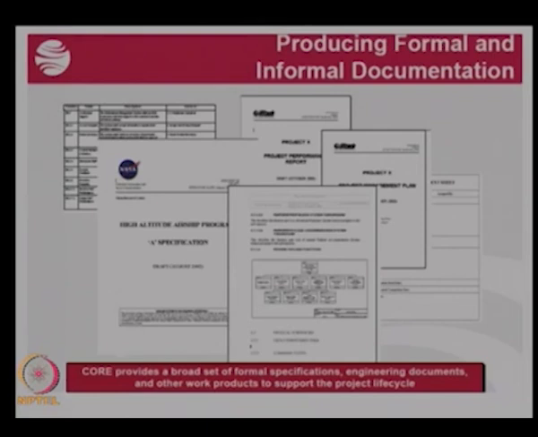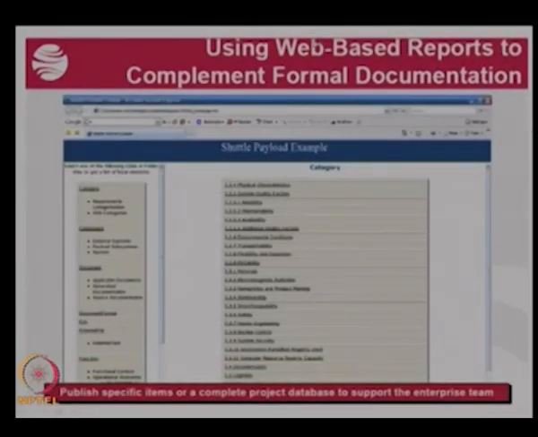The software provides you the features to develop documents with a broad set of formal specifications and engineering documents. So these are the advantages of using a software for development of engineering systems. And using web based reports to complement formal documents. So if you want web based reports, so if you want to categorize the reports and keep it as a document for further analysis, then that also can be done.